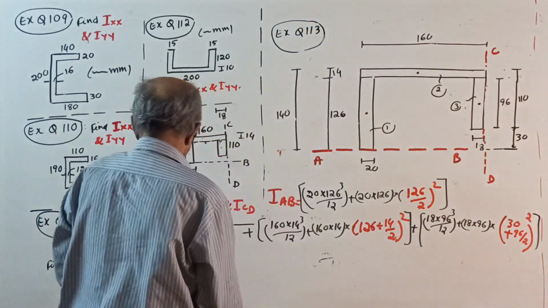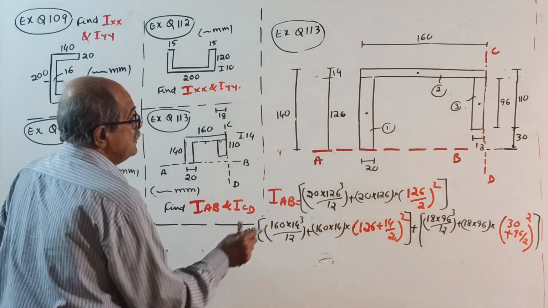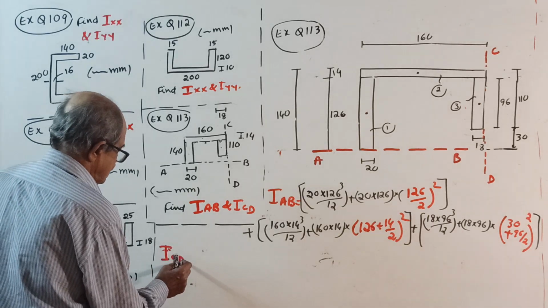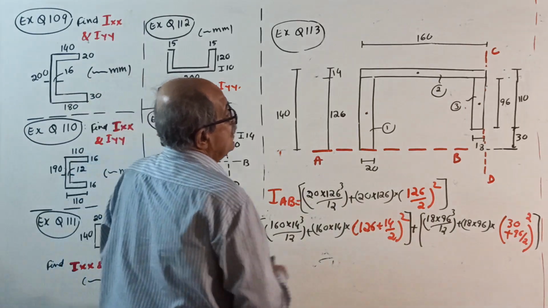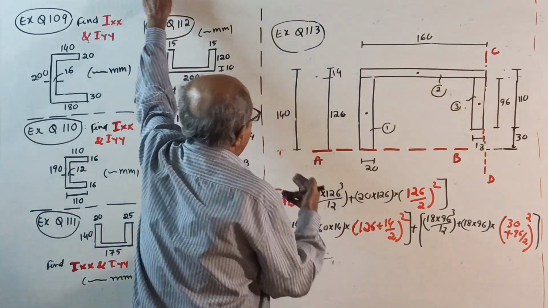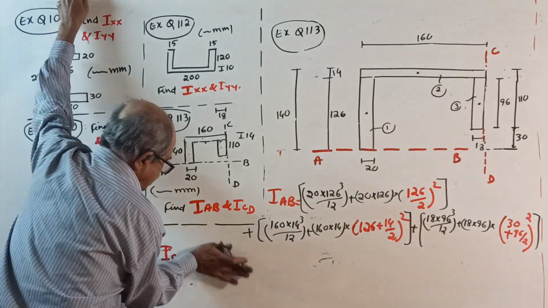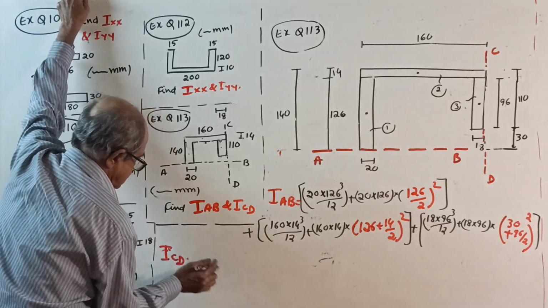Okay, run it. Now calculate the answer. I about CD. I about CD, start here. CD you want, start from here. 140 into 20 cubed by 12. 140. CD.